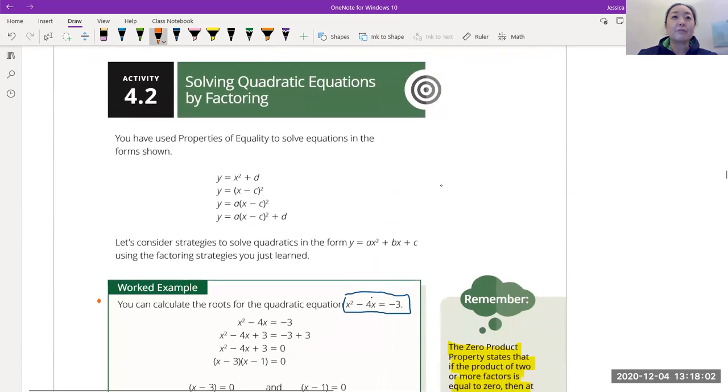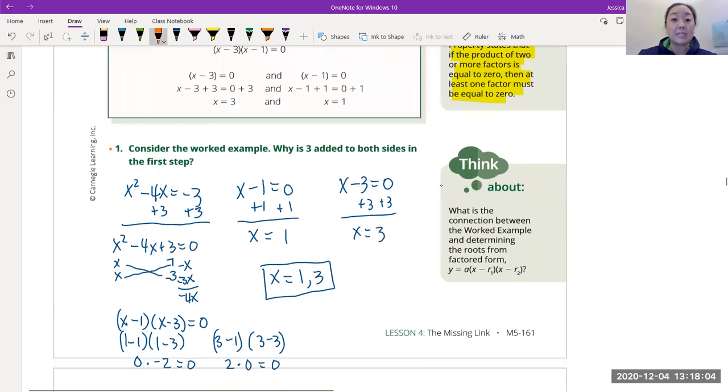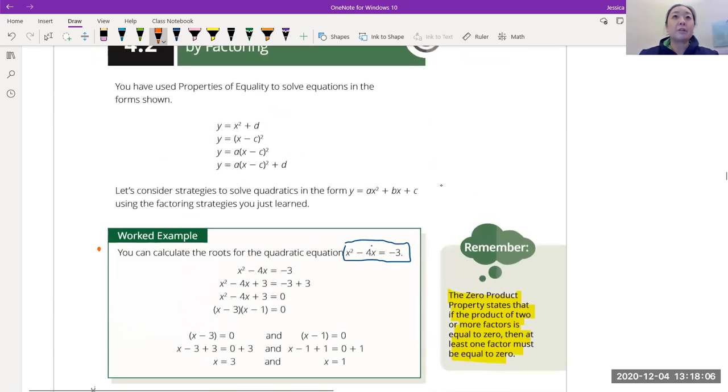All right. And we're going to 4.2, which is on page 161. Now, if you notice here, remember the last lesson? We talked about the property of equality, where we're just setting things equal to 0 and solving for x, right?